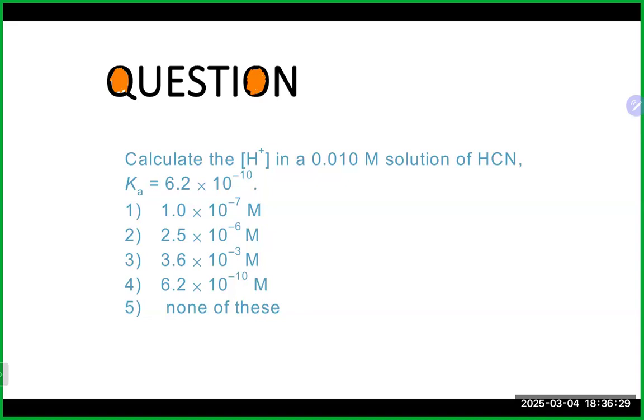Okay, so let's take a look. Once again, we don't want to overlook information in the problem. So HCN, that's a Ka value, which tells me it's an acid, also tells me it's a weak acid. So once again, if you're not sure where to begin, go with the ICE table, yeah? So we're going to again show this weak acid breaking apart into H plus and CN minus.